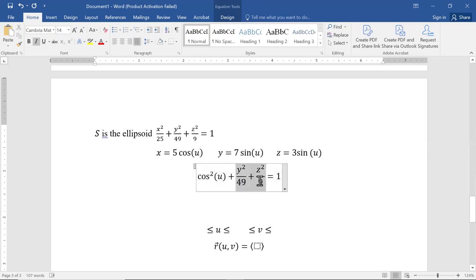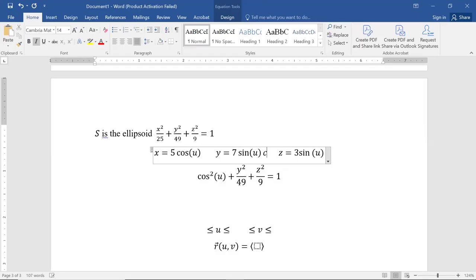However, they have to combine, and therefore, what I'm going to do is add in an extra sine of v and cosine of v. So I'm going to multiply times a cosine of v in order to get my y, and then multiply times a sine of v to get my z.